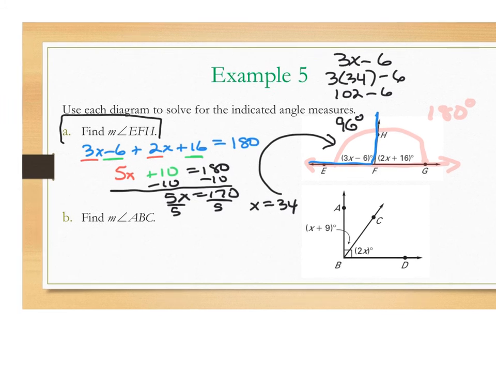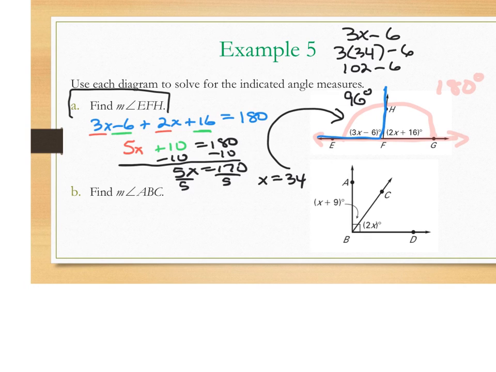And the last example, ABC is the angle they want me to find. Notice I've got the little right angle marking. So this tells me that these two angles are complements. So I'm going to add them. I'm going to add ABC, which is x plus 9, this one, and I'm going to add that to CBD, which is 2x. They're complements, so they equal 90.